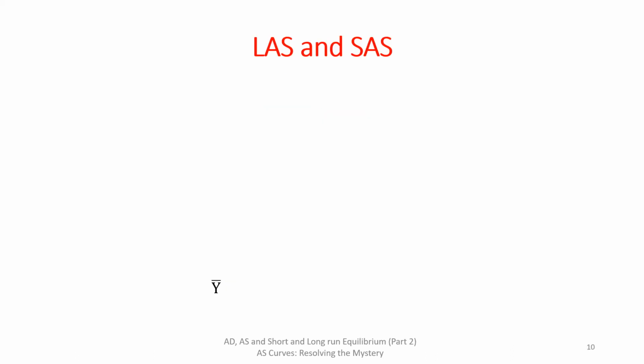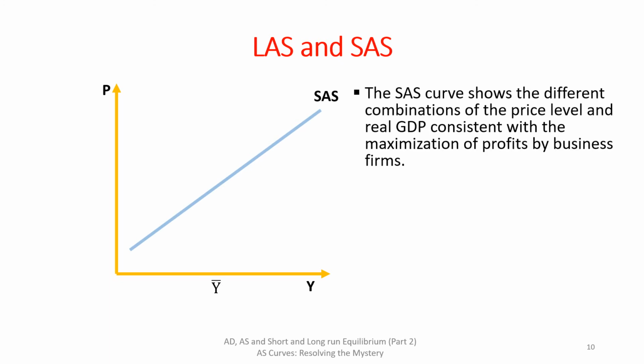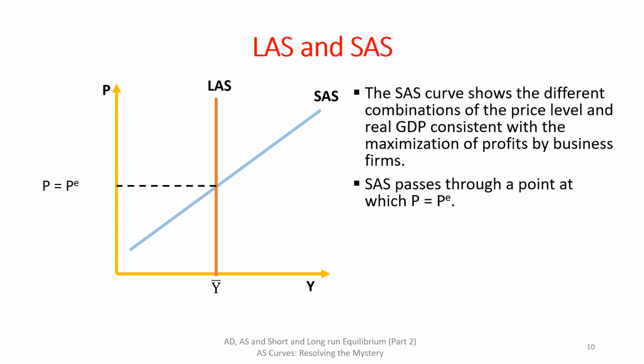As noted, the short-run aggregate supply curve shows the different combinations of price level and real GDP consistent with the maximization of profits by business firms. The short-run aggregate supply curve passes through a point at which prices are equal to expected price level. This is the point where long-run aggregate supply curve and short-run aggregate supply curve intersect.